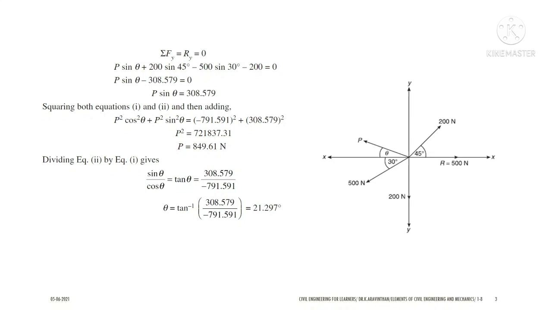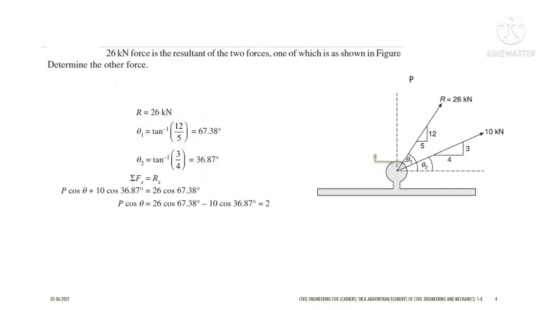So in this way you can get data which is not available. If all the forces are known, you can find the resultant, or if the resultant is known and only one force is unknown, you can find it by using this solution. So finally we found that P is 849.61 and theta is 21.3 degree. Okay, let us understand the next problem.